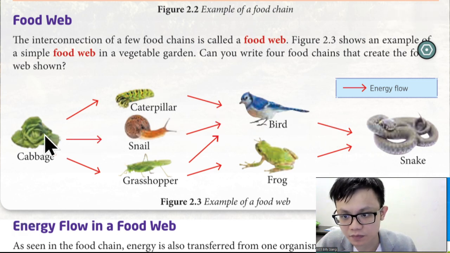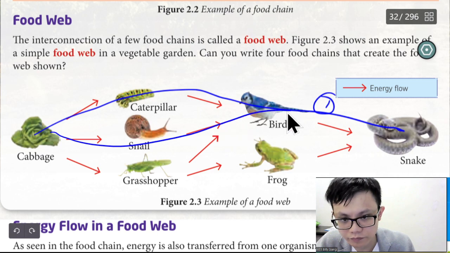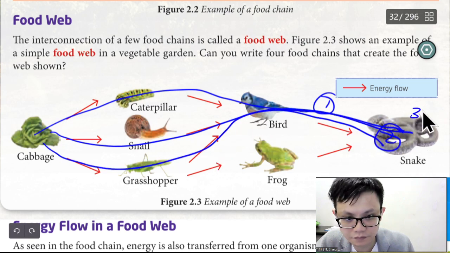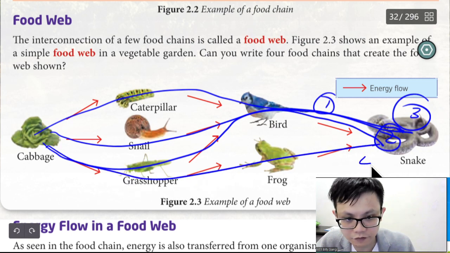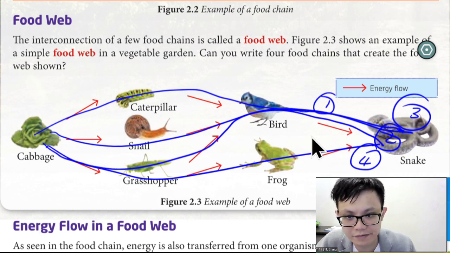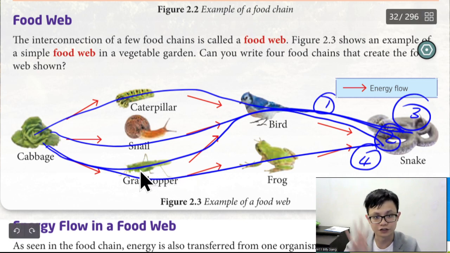Usually I just count. 1, 2, 3, 4 only, right? Got 5? No, I cannot find 5. Where got 5? 4 only. No matter how I turn, I also think 4 only. So this food web is the combination of 4 food chains.